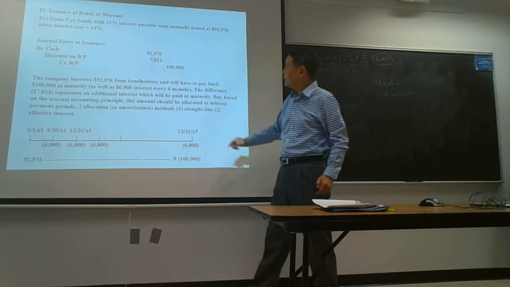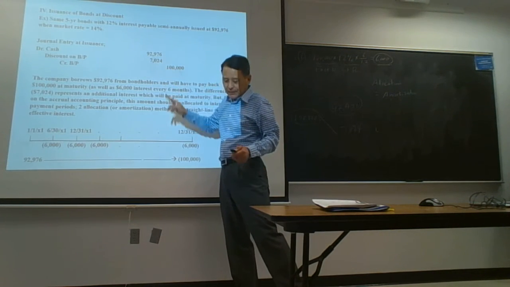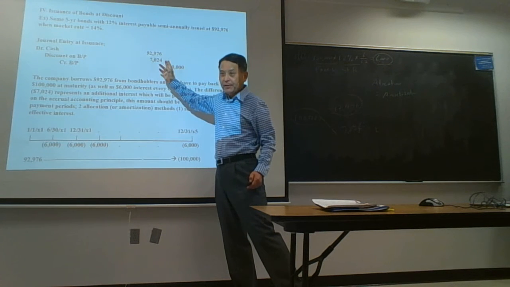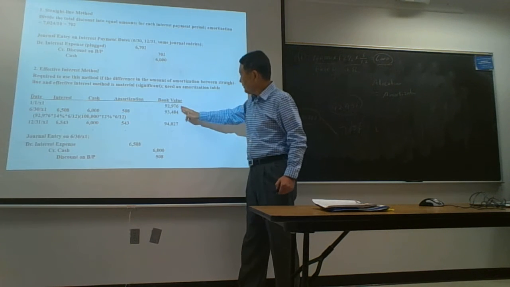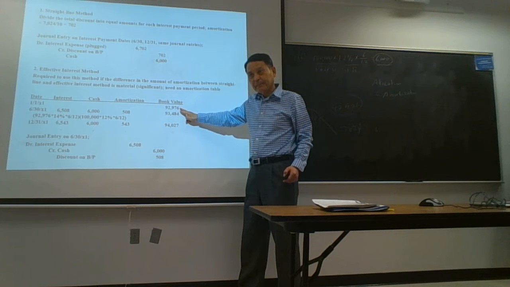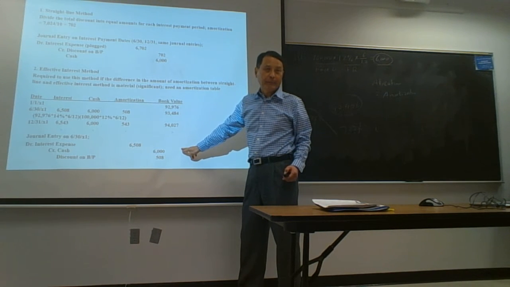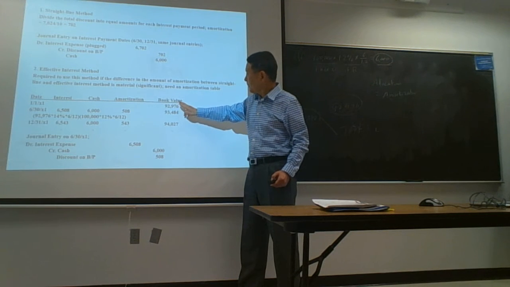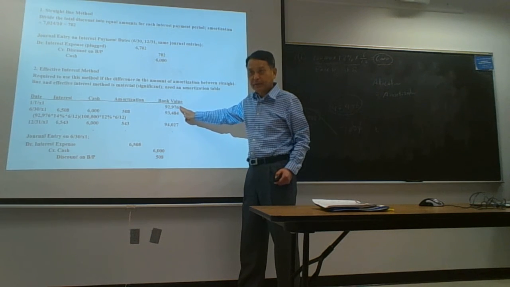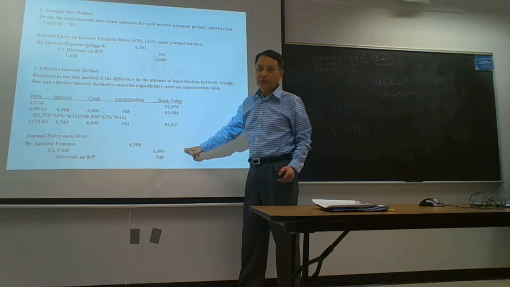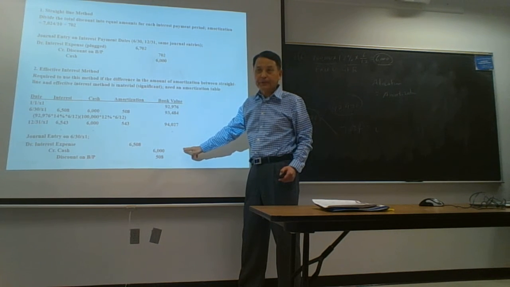92,976 is the price of this bond, right? Price or present value. Start from present value or price all the way down to maturity value at maturity.